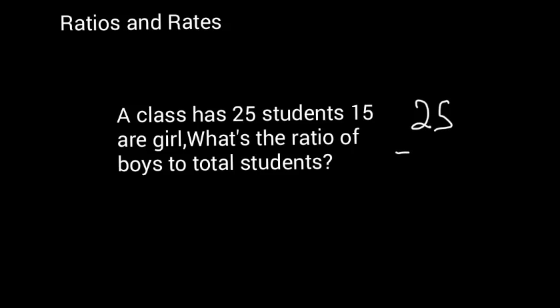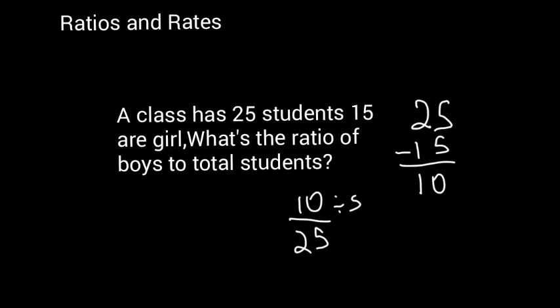So we'd subtract those to find out how many boys there are. 25 minus 15 is going to give us 10. And then we make the ratio of boys, which is 10, to 25. And if you can reduce a ratio, you always need to do that. So 10 and 25 can both be divided by 5. So I get an answer of 2/5. So the ratio of boys to total students is 2/5.